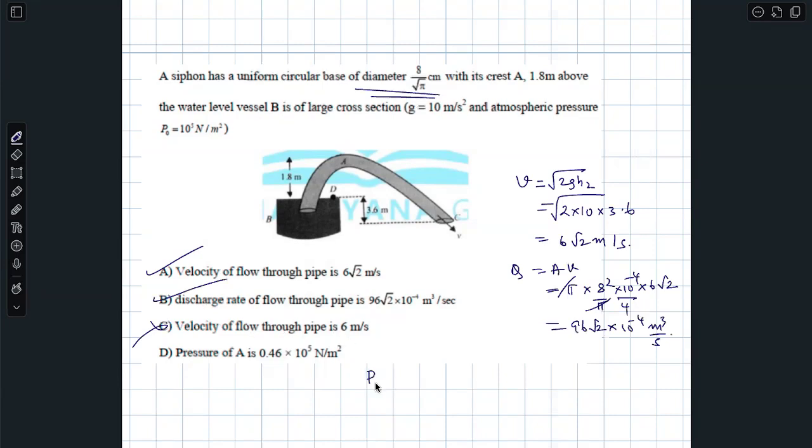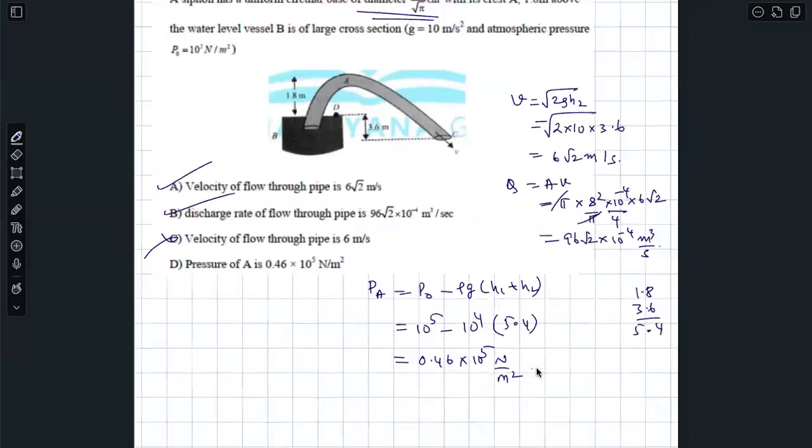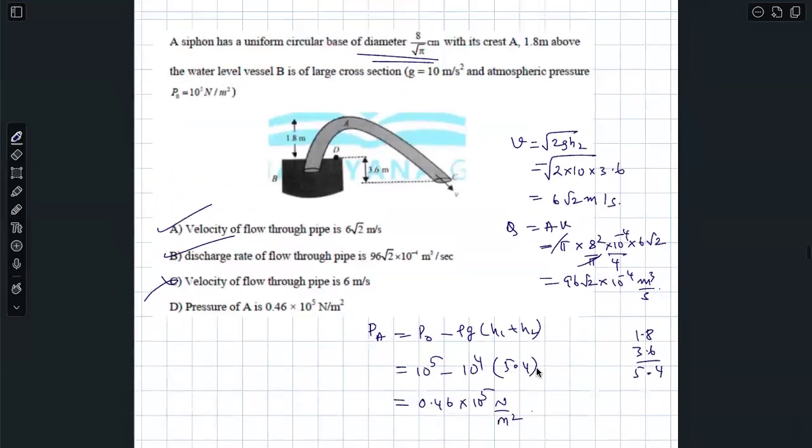Pressure at A, just now we have done. P at A is P naught minus rho g (H1 plus H2). And they're all repeated. 10 power 4 minus 10 power 4 times 1.8 plus 3.6, 5.4. This is nothing but 0.46 times 10 power 5 Newton per meter square. Any doubts, boys? Clear?